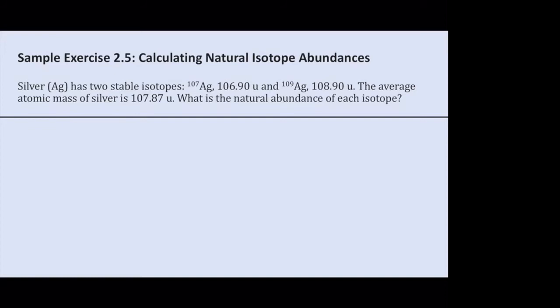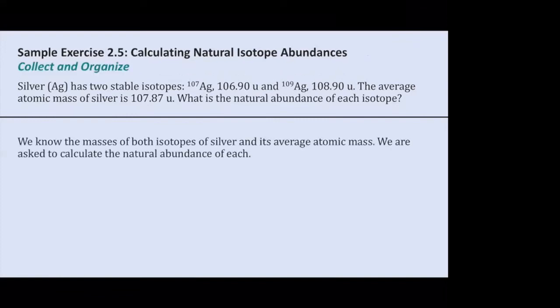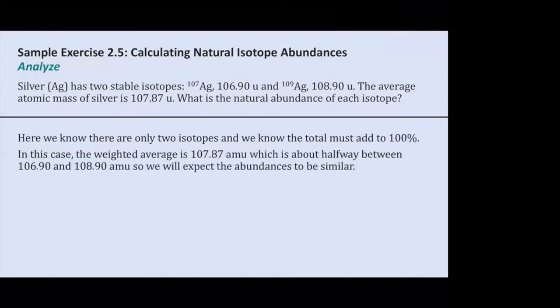If there's only two of them, we'll make one of them X. Let's say it's 55%, just assume. The other one has to be 45%, right? 1 minus 0.55 will get you 0.45. Very good. So that's how you have to solve it mathematically. We know the masses of both isotopes of silver and its average atomic mass. We're asked to calculate the natural abundance of each. We know there's only two there. They add up to 100%.